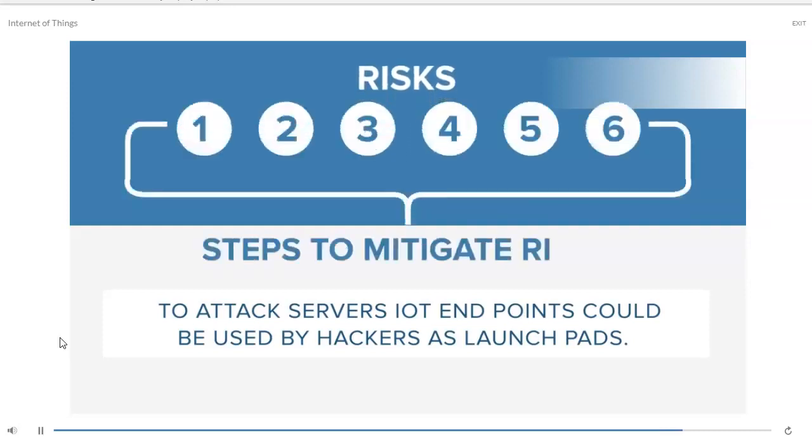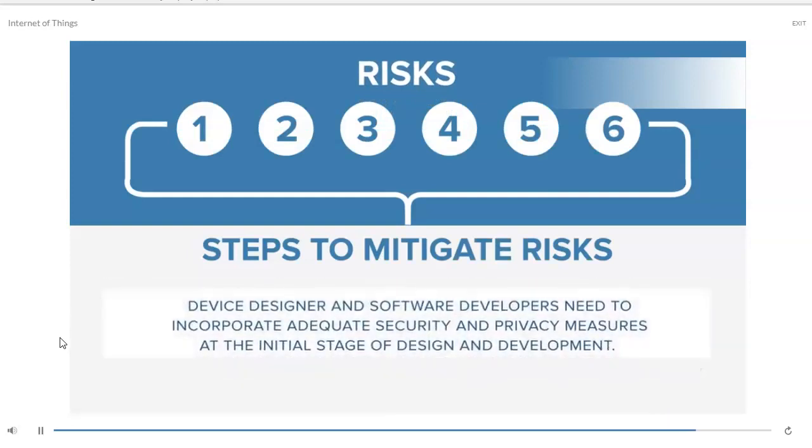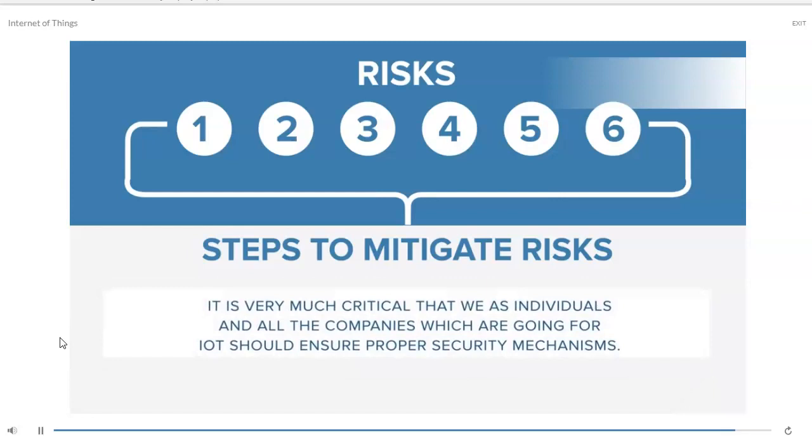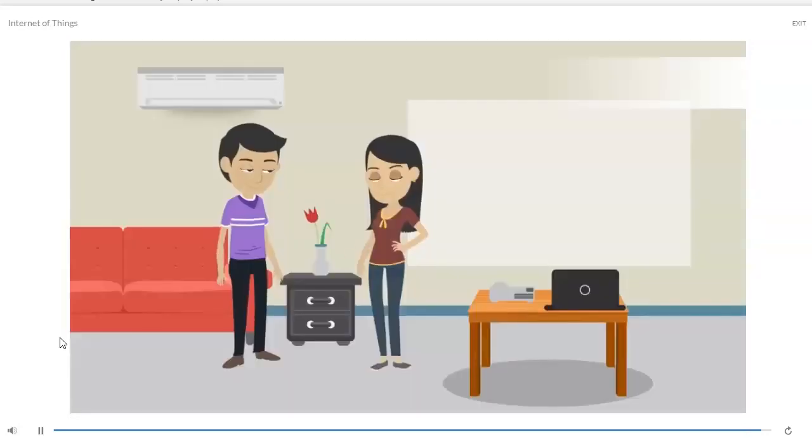These risks can be mitigated by following steps. Device designers and software developers need to incorporate adequate security and privacy measures at the initial stage of design and development. It is very much critical that we as individuals and all the companies which are going for IoT should ensure proper security mechanisms. Let us have another session of a quick knowledge check.